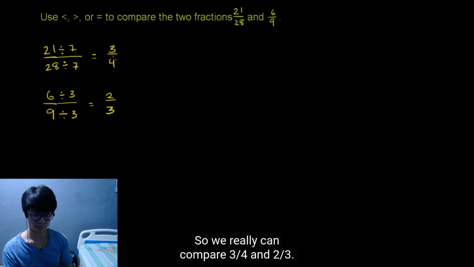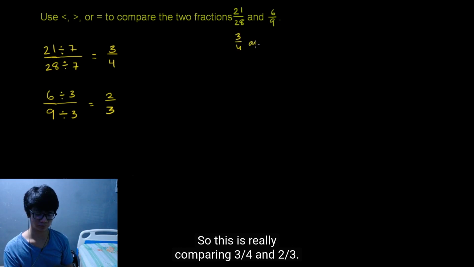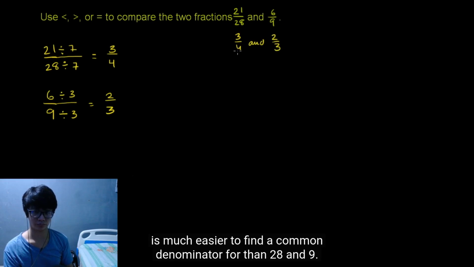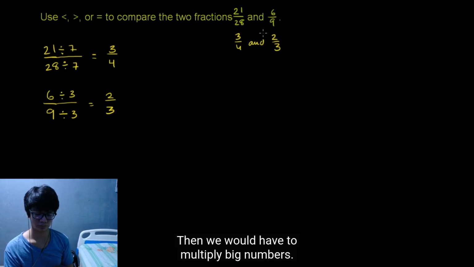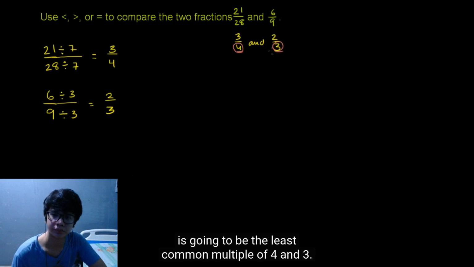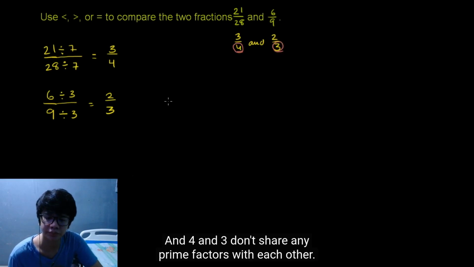So we really can compare 3/4 and 2/3. And the real benefit of doing this is that it's much easier to find a common denominator for these than for 28 and 9. Then we would have to multiply big numbers. Here we can do fairly small numbers. The common denominator of 3/4 and 2/3 is going to be the least common multiple of 4 and 3. And 4 and 3 don't share any prime factors with each other.